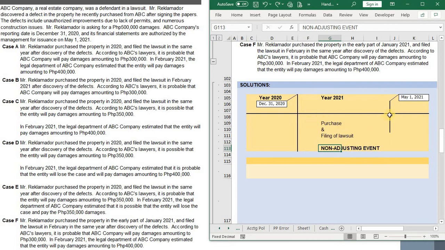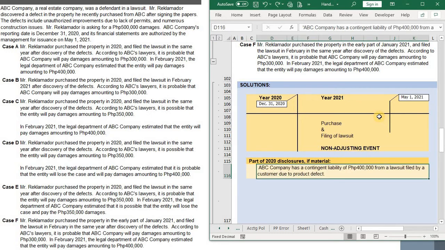Again, all the estimates made during this period will not affect the books of 2020, because the events are non-adjusting events. However, if a non-adjusting event occurred between this period, we need to determine whether such event is material or immaterial. If the event is considered material, it requires disclosure in the notes to the financial statements. However, if the event is immaterial, it can be ignored. For discussion purposes, we are going to assume that this event is material. And again, what is the accounting treatment for a material non-adjusting event? It must be disclosed. So the disclosure would be a contingent liability for an amount of 400,000 pesos.